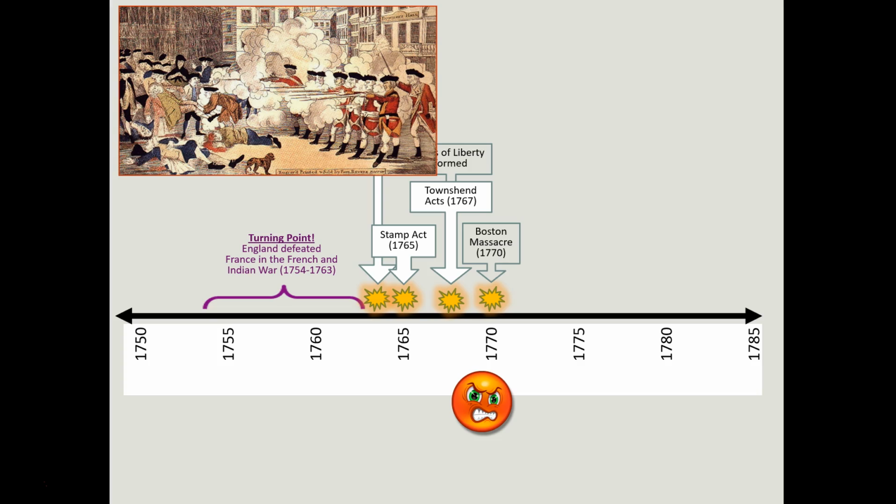Several were killed, several were wounded, and the British were put on trial for it. And the only person that would defend the British was John Adams, because he didn't see that it was fair that they did not get a proper trial.